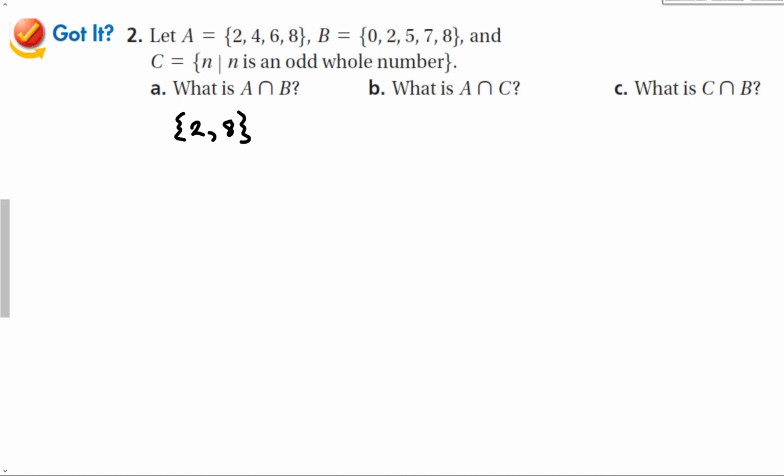A intersect C. A is 2, 4, 6, 8, and C is an odd whole number. Nothing in set A is odd, so they don't intersect anywhere. And C and B, the only places they intersect are 5 and 7. 0 is not odd, 2 is not odd, and 8 is not odd, so they're not in set C.